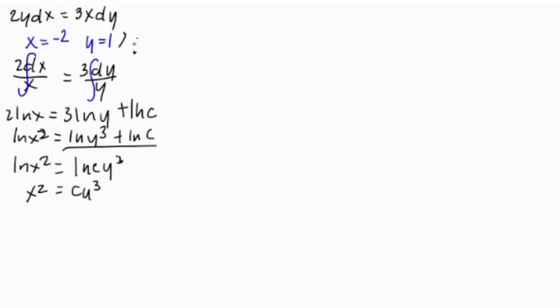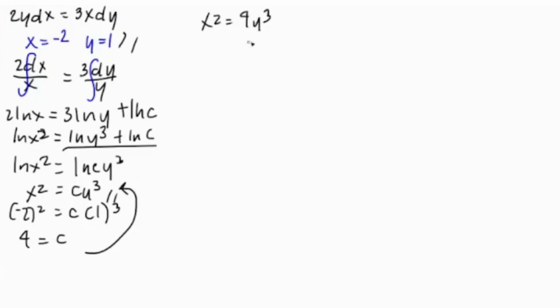May conditions na ito. So, substitute natin siya. So, magiging negative 2 squared is equal to c 1 cubed. Magiging 4 is equal to c. Substitute natin dito, magiging x squared equals 4y cubed.